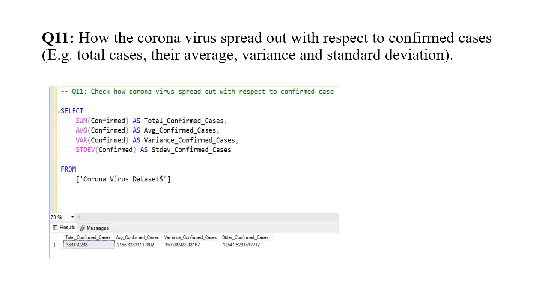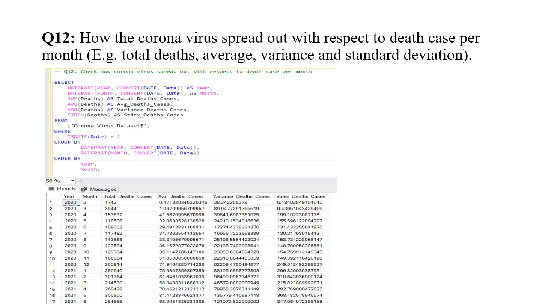Then, looking at how the coronavirus spread out with respect to confirmed cases. That's looking at the total cases, their average, their variance, and standard deviation. This is the query for that. And how the coronavirus spread out with respect to death cases per month. So this was done for each month in each year, and these are the statistics on how they spread out. That's the total death, the average, variance, and standard deviation.